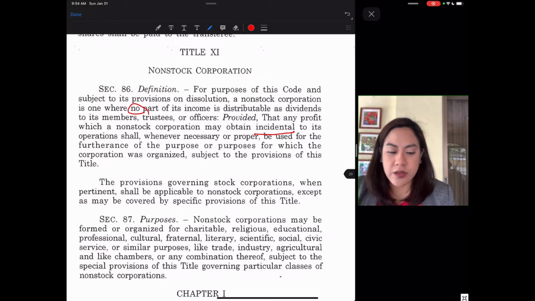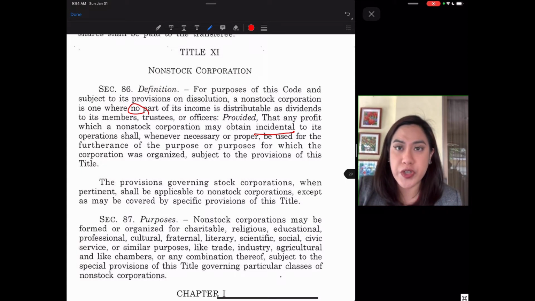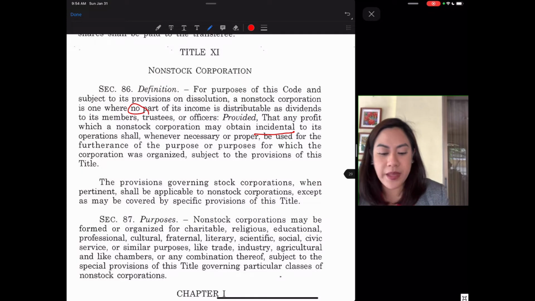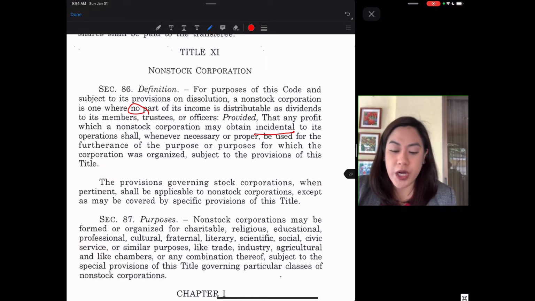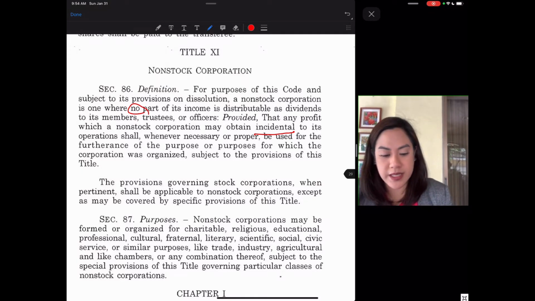The fact that a non-profit corporation earns a profit does not make it a profit-making corporation. I hope that makes sense. So, because of this provision, the second part of the first paragraph of Section 86, a non-stock corporation therefore may invest its funds in order to earn additional income for paying for its operating expenses and meeting benefit claims.